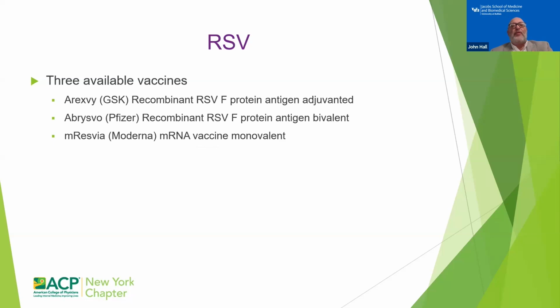There are 3 available vaccines. One is the recombinant RSV F protein antigen that has an adjuvant with it. We did discuss earlier about adjuvants. The second is a recombinant RSV F protein antigen bivalent that does not have an adjuvant. And then there is a third vaccine, which is less commonly used, which is a monovalent mRNA vaccine. The 2 that you may have heard of the most are the first 2 in the list.